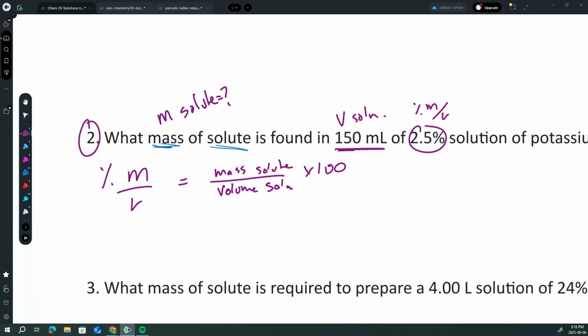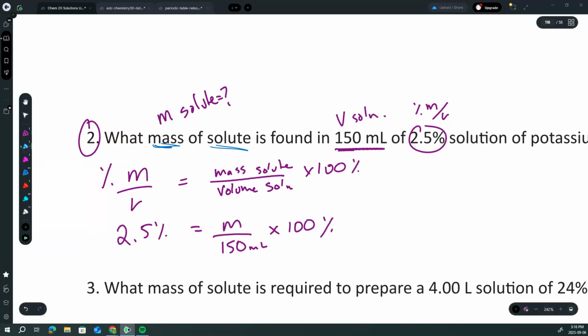So what I'm going to do in this case, just to make it a little bit easier, is plug in the numbers first and then rearrange the equation. So 2.5% mass divided by 150 milliliters times 100. I should put percent there. The goal here is to isolate for our mass of solute. I'm going to essentially start peeling off the layers here, working from the outside in on the right-hand side.